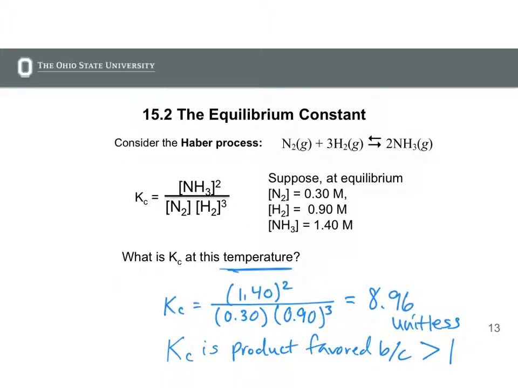Okay. If it were less than 1, it would mean that reactants are favored. And the way you can think about that mathematically is that the numerator, which has the products in it, has a greater value than the denominator, which has the reactants in it, thereby giving a number greater than 1.